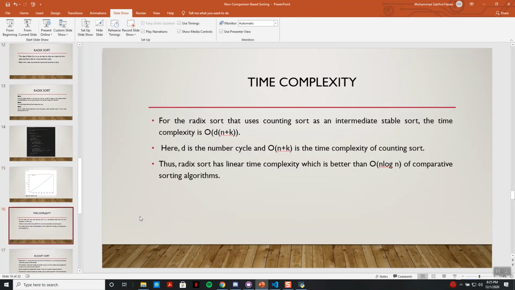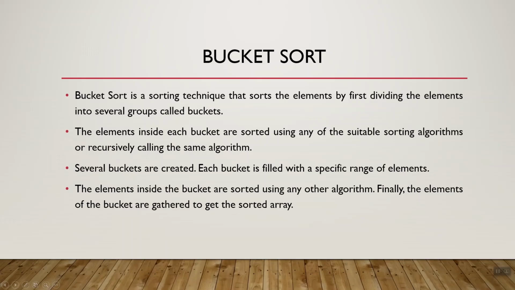For Radix sort that uses counting sort as an intermediate stable sort, the time complexity is O of d into (n plus k). Here d is the number of cycles and O of n plus k is the time complexity of the counting sort. Thus the Radix sort has a linear time complexity, which is better than O of n log n of comparative sorting algorithms. Now finally, discussing bucket sort.